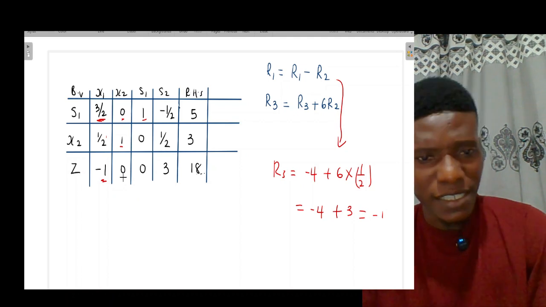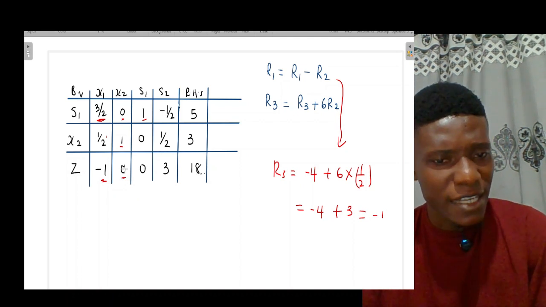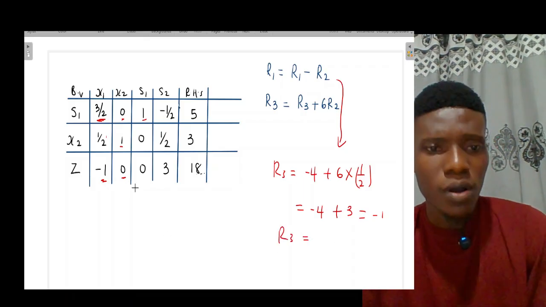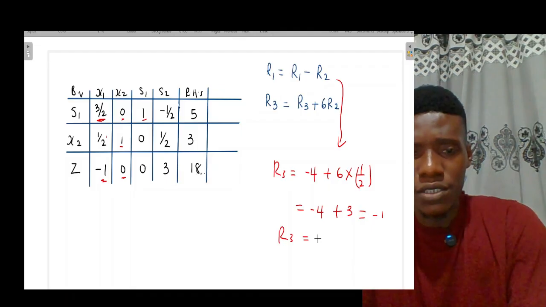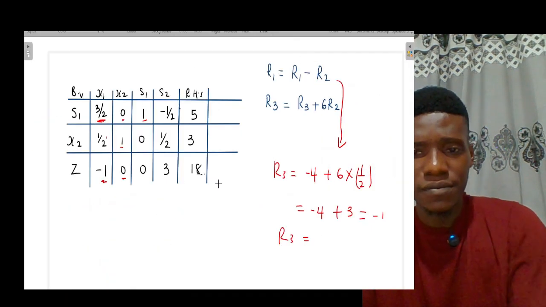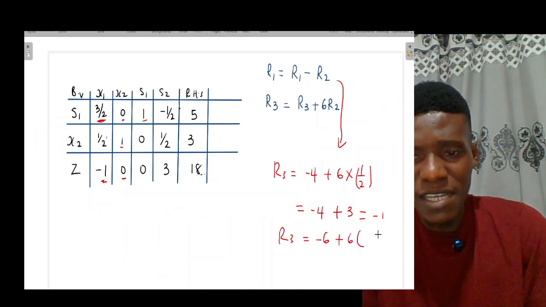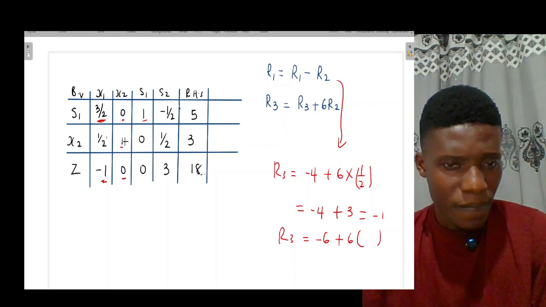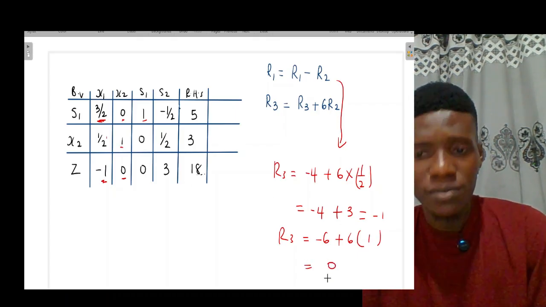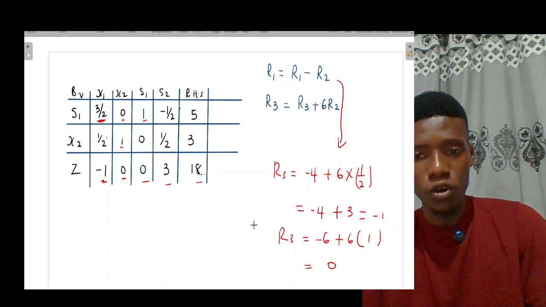Let's try this. Then I will allow you to do the remaining one yourself. So let's try, how did they get this 0? Row 3 equals, for this column, what is the old row 3? For column 2, old row 3 is minus 6. Okay, that's cool. Minus 6 plus 6 times new row 2 now. The new row 2 is 1. So that gives us 0. So you can do the same thing for the remaining column.